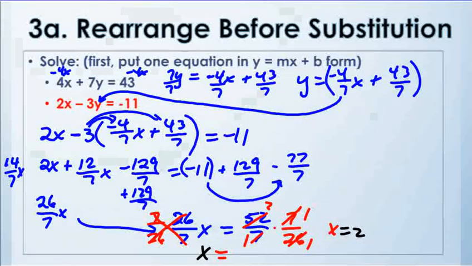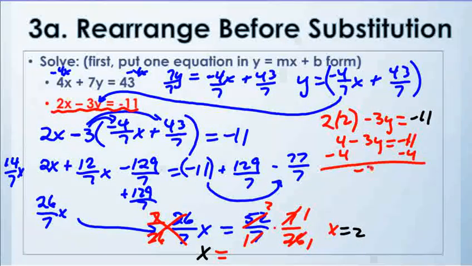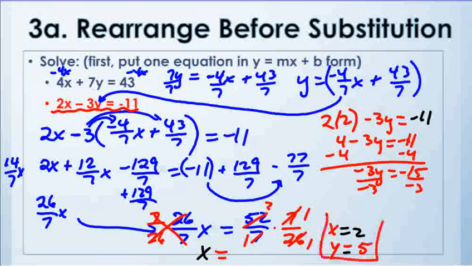A lot of work for just one answer here. I'm going to plug that into one of my equations. It doesn't matter. I'm going to use this one right here. So I have 2 times 2 minus 3y equals negative 11. So 4 minus 3y equals negative 11. Subtract 4. Got negative 3y equals negative 15. Divide by negative 3. y is going to equal a positive 5. So that would be our answer for that one.